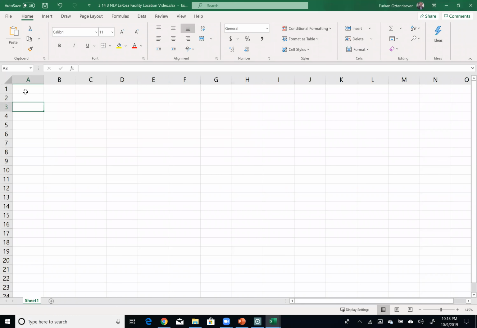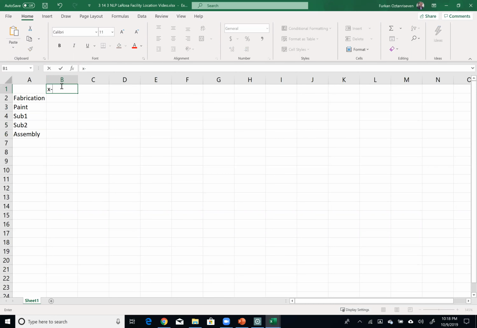In this problem, I will do another example of nonlinear programming called the facility location problem, which is a very important problem for many companies to choose the best location for their facility. In this example, I have LaRosa company, and they have fabrication, paint, sub-assembly 1, sub-assembly 2, and assembly departments or locations. Each of these locations is given in terms of X and Y coordinates.